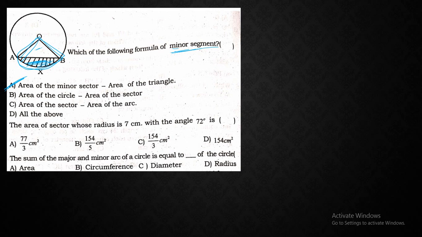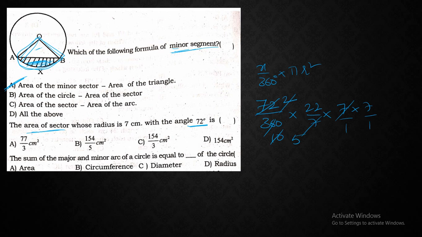Next, the area of a sector whose radius is 7 centimeters and angle is 72 degrees. What is the area of sector formula? x by 360 into pi r square. When I substitute the values, 72 by 360 into pi r square. Pi I can write as 22 by 7, into radius 7 into 7. So the 7s get cancelled. Next, any further cancellation: 22 sevens are 154, so 154 divided by 5. So the answer is option B.